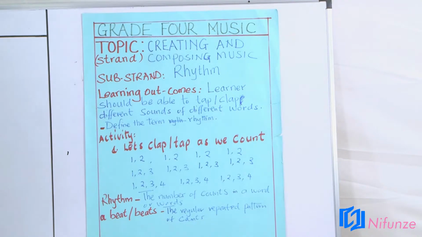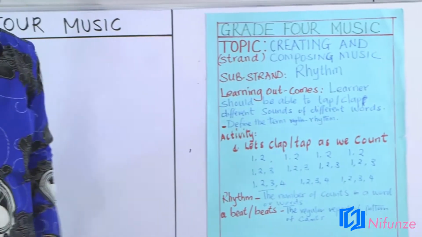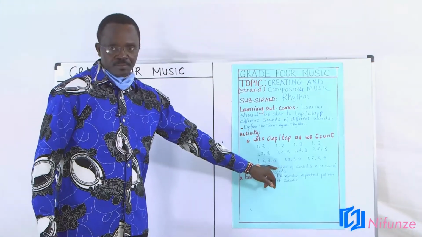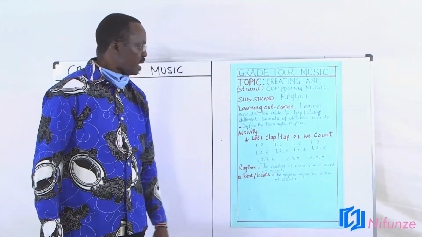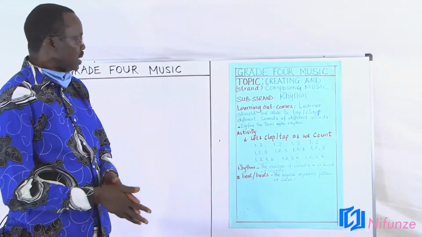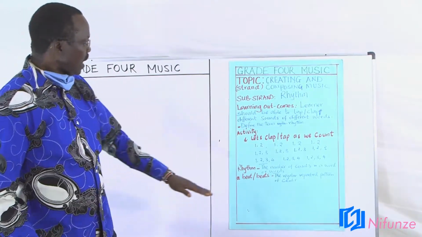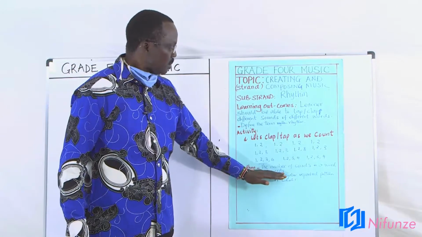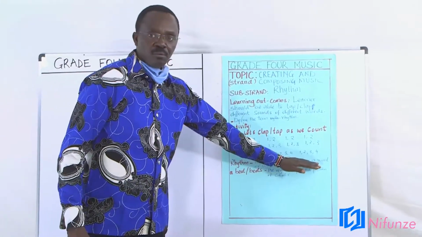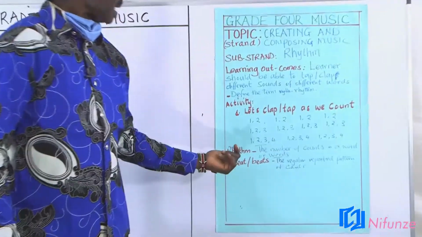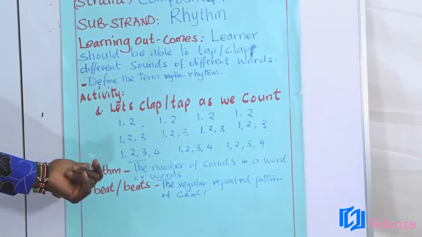Rhythm is the number of counts in a word or words. When we are counting the number of sounds or counts in a word, we are creating a rhythm.